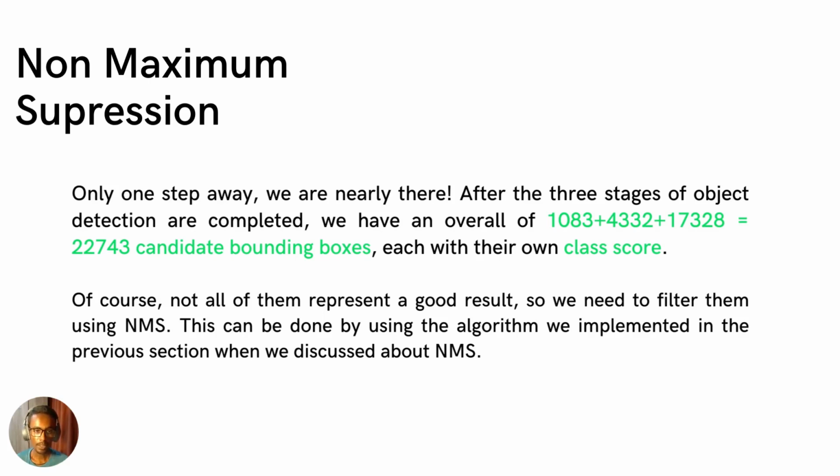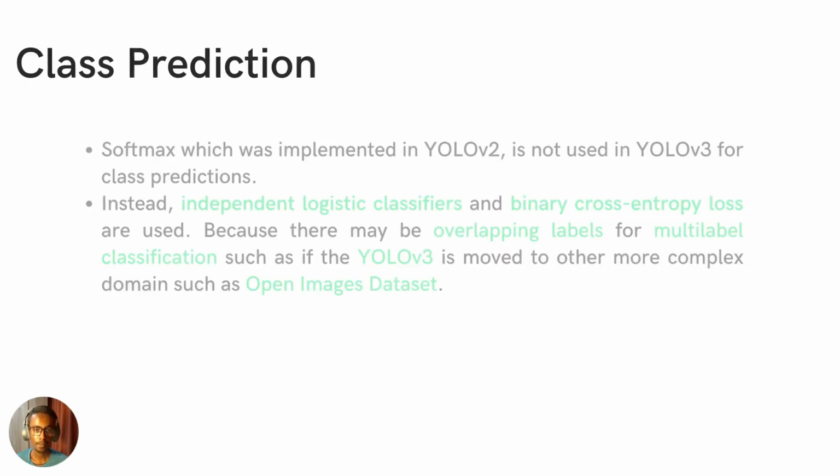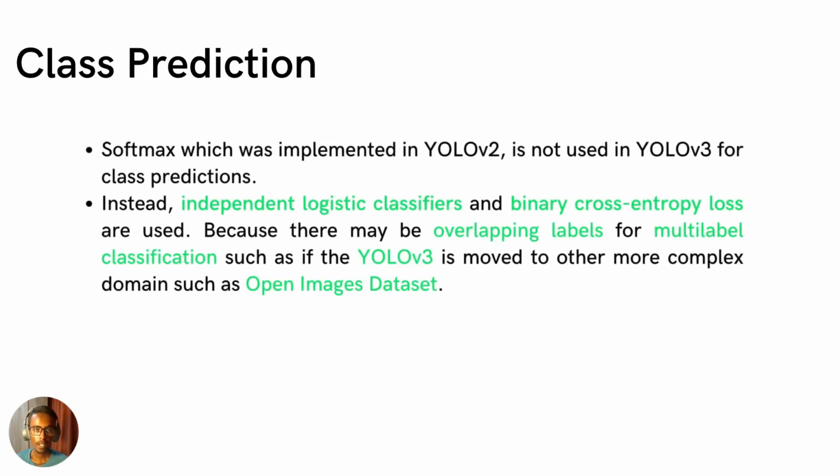Of course, not all of them represent a good result, so we need to filter them using the non-maximum suppression algorithm. This can be done by using the algorithm we implemented in the previous section when we discussed non-maximum suppression. Finally, let's talk about the class predictions in detail, because the class predictions used in YOLOv3 are not the same as the ones that are used in YOLOv2.